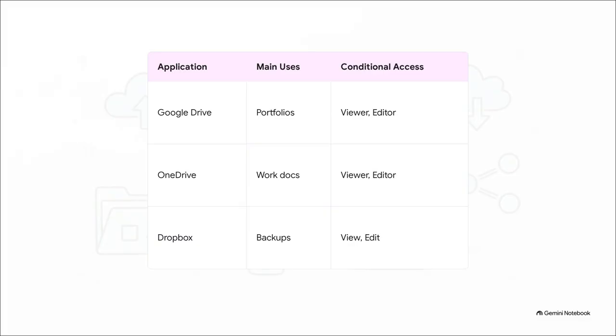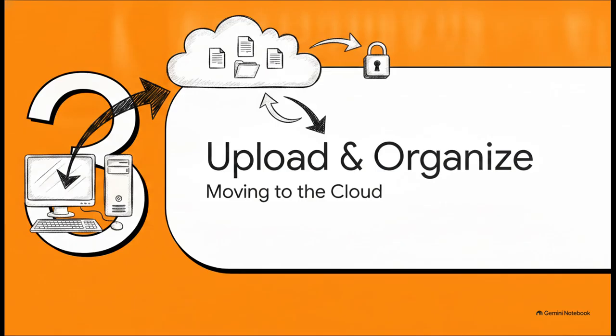If we line up a few of the big ones side by side, like Google Drive, OneDrive, and Dropbox, a clear pattern emerges. Google Drive is fantastic for file upload, sync, and search, making it great for saving outputs and portfolios, offering viewer, commenter, and editor access. OneDrive leverages its Microsoft integration for work documents and resumes, giving you viewer and editor access. And Dropbox, it champions easy folder sharing and syncing, perfect for backups and large files, with view and edit roles. But look past the branding, and you'll see they all offer the exact same essential tools for syncing and controlling who sees your stuff.